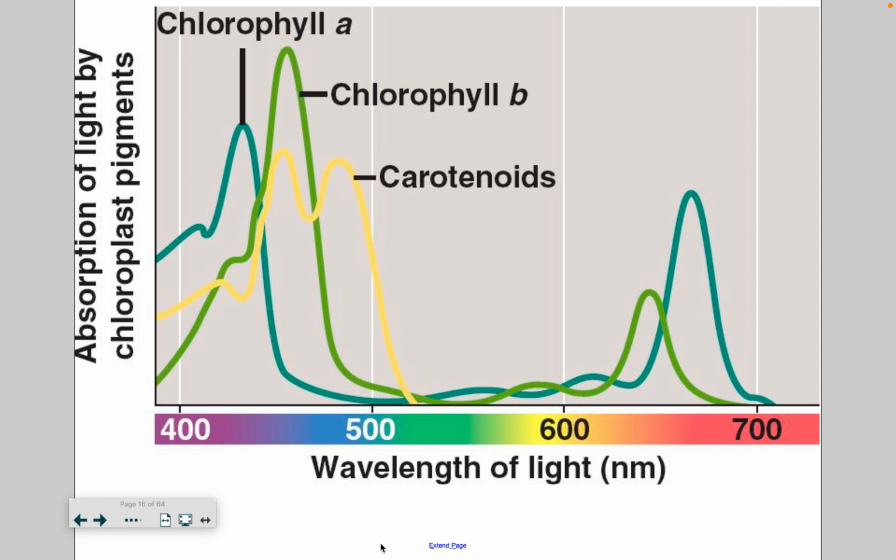So here is a graph or a diagram showing chlorophyll A, chlorophyll B, and the carotenoids and the wavelengths that they tend to absorb, and you can see that it drops off in that green color area, and then picks up with the reds and the oranges.